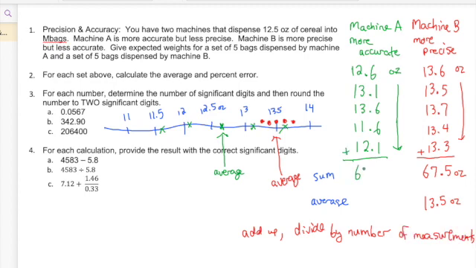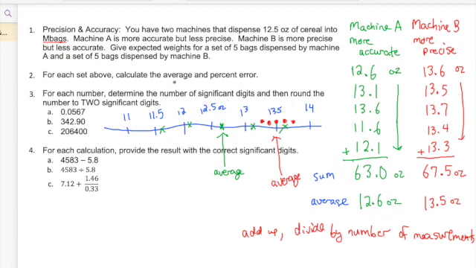When we add these up, we get a sum of 63.0 ounces, and when we divide that by 5, we get an average of 12.6 ounces. So here we have the averages of the 2 groups.